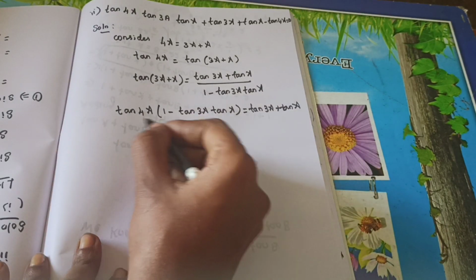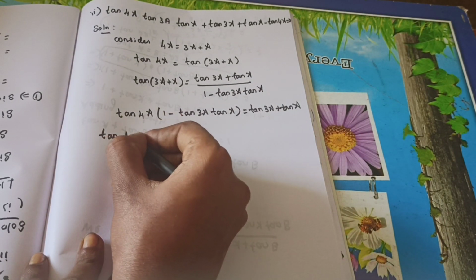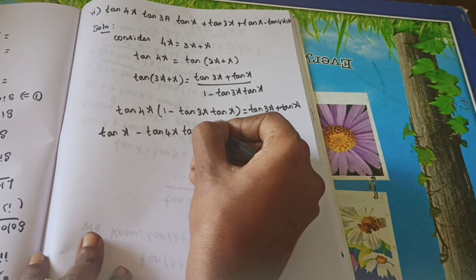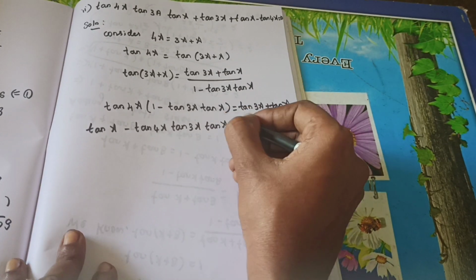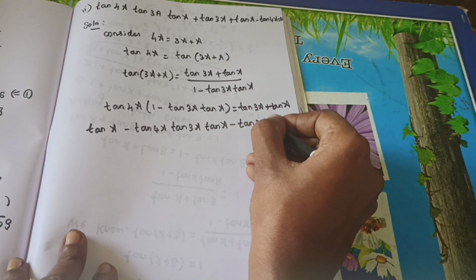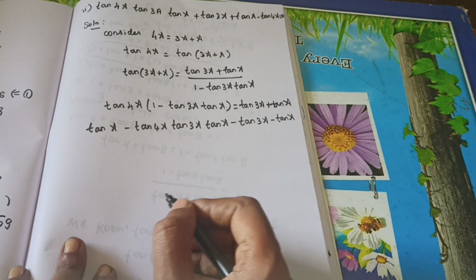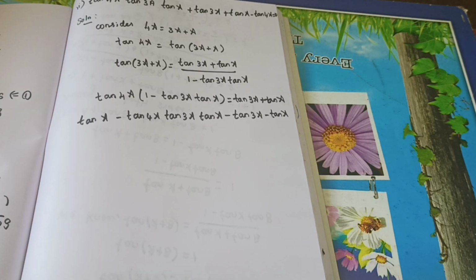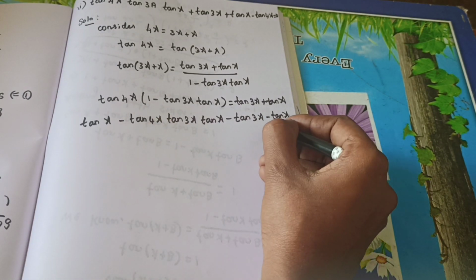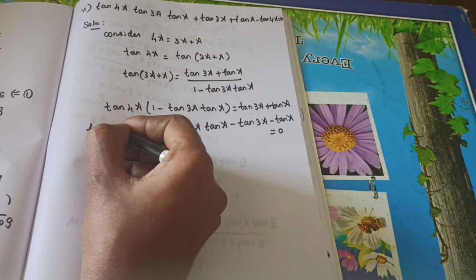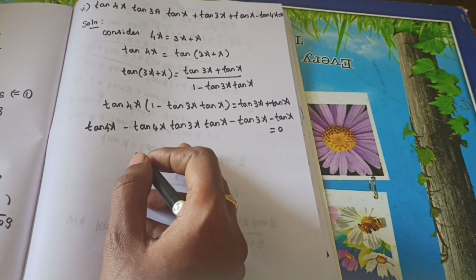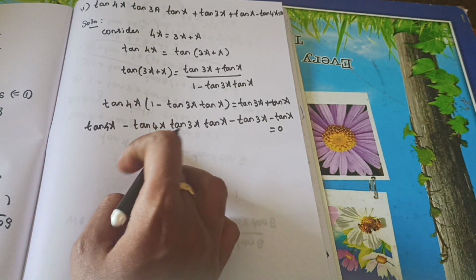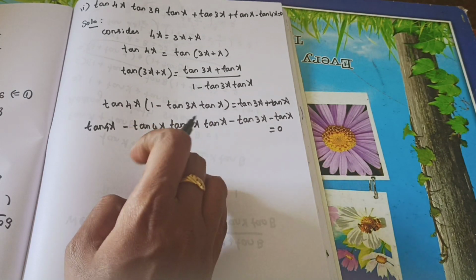Bring all the terms to one side. First you multiply inside. So tan 4a minus tan 4a tan 3a tan a. Bring this to the side, minus tan 3a minus tan a. Okay, bring all this to this side, so equal to 0. So now we are going to rearrange this. What do you need to prove? Tan 4a here is 1 minus. That's the only difference between the given question and this one.